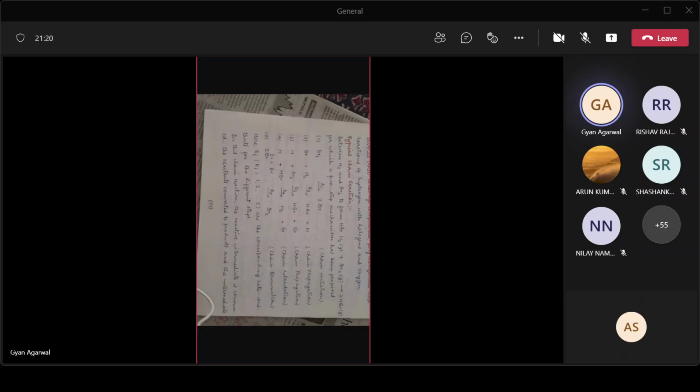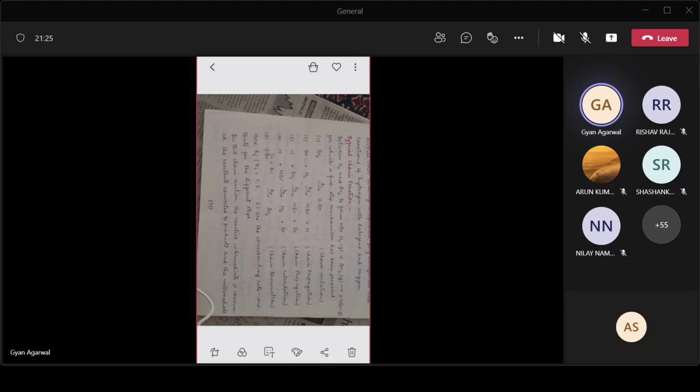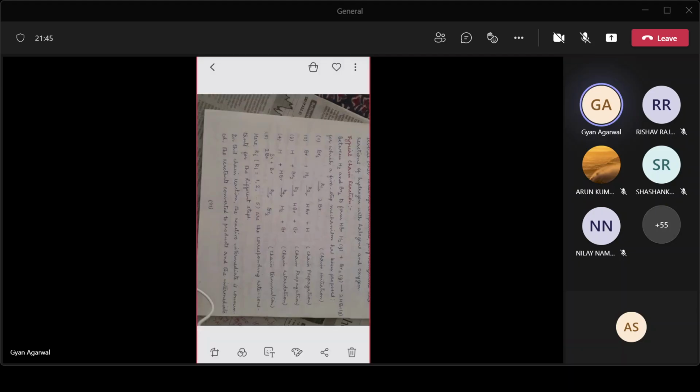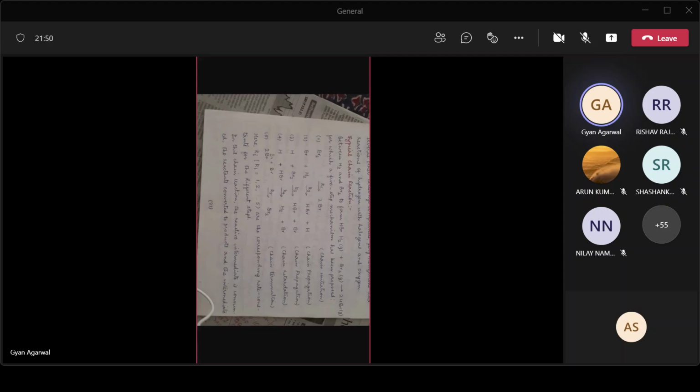So the point is that here you also note that each of these steps in the mechanism are represented by their respective rate constants. Important to note here is that each of these steps are represented by their respective rate constants K1, K2, K3, K4 and K5. Is that clear? Can you see that? Is it visible to you? Yes, sir.